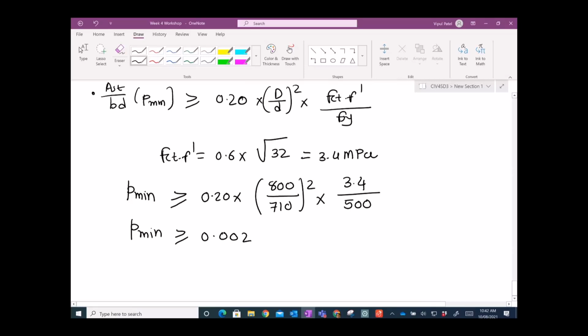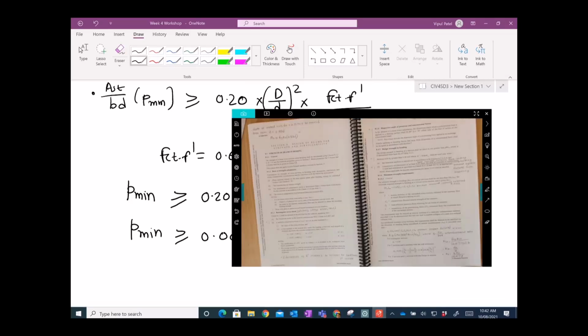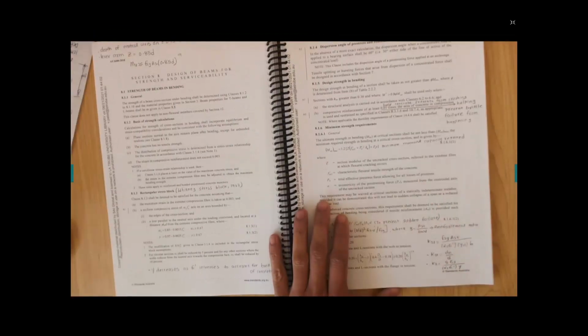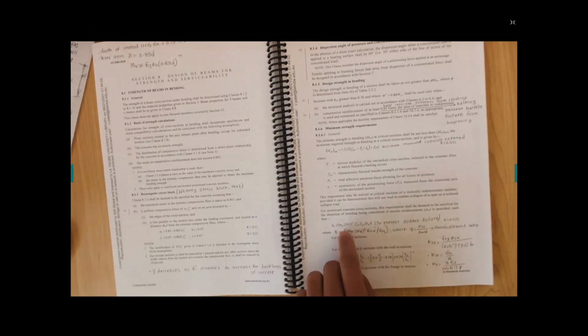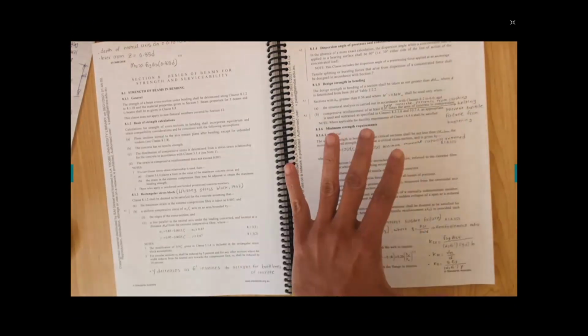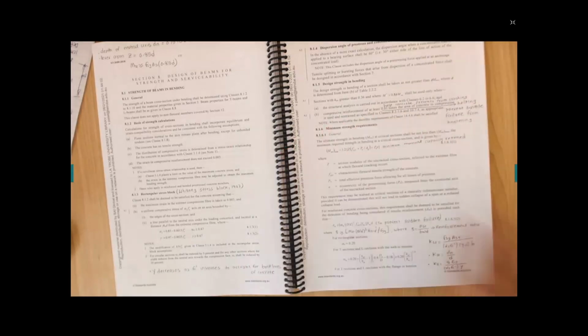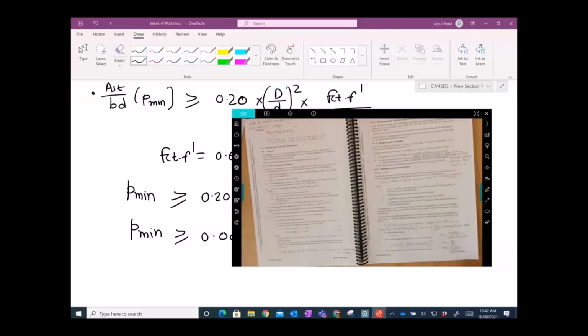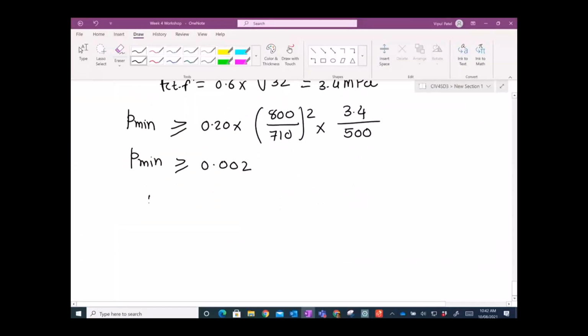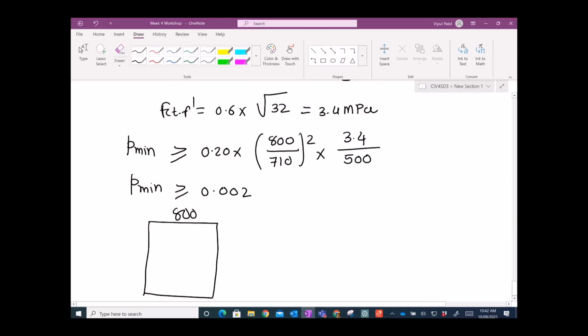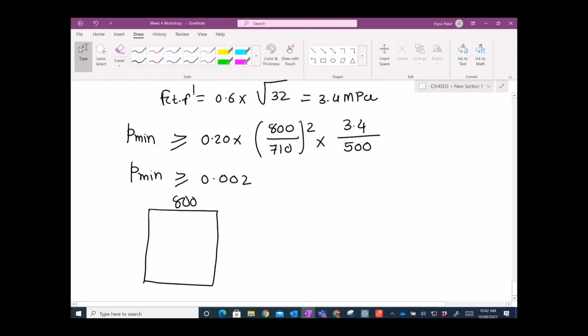What is this one? The standard is saying that, look guys, you need to provide the minimum reinforcement in your beams regardless of your demand. Meaning, some smart engineers might come back here and say, okay, I just want concrete only. Let's say 800 by, sorry, what is it, 800 by 450, I believe? 800 by 450.